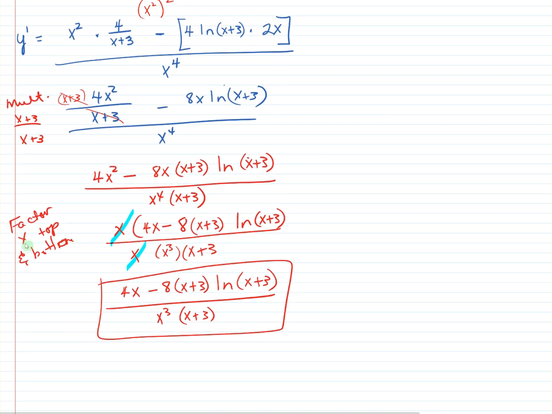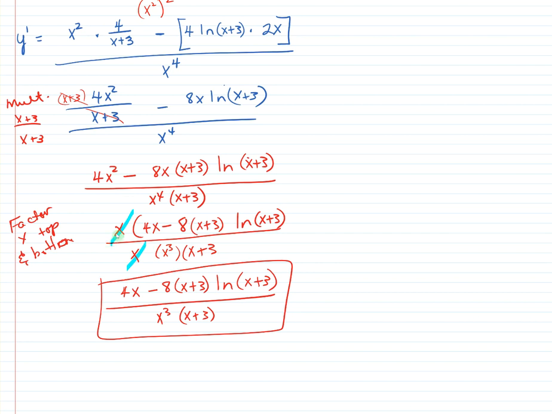Now we're going to factor x out of the top and the bottom. If I take x out here, I'm left with 4x minus 8, because I took the x out here, x plus 3, ln x plus 3. All right, so I took x out of this piece and left 4x. I took x out of the 8x and left 8. I took x out of this, and I've got x cubed times x plus 3. Well, what that allows me to do is now cancel those out, and then I'm left with my answer.